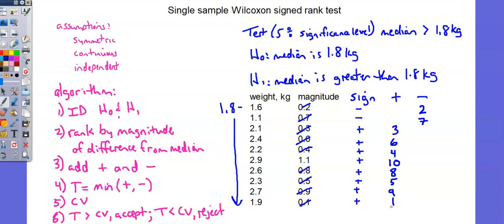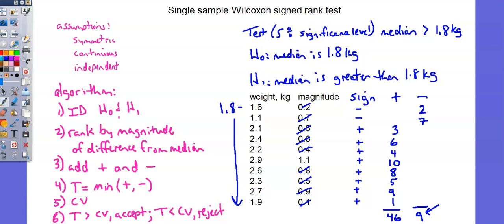Now, finishing step 3, I want to add these values. When I add the positive column, I get 46. When I add the negative column, I get 9. And the smaller of these two numbers, the 9, is the test statistic we choose in step 4, the minimum of the total of the positive rankings and the total of the negative rankings.